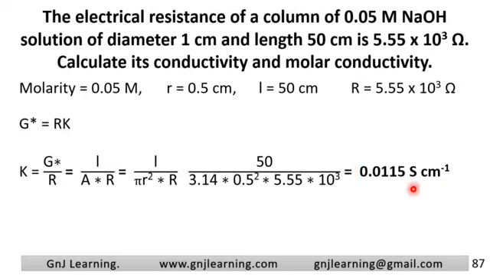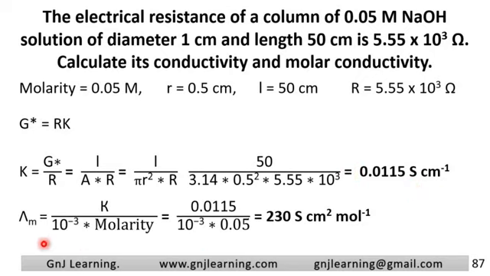If I got kappa, then I can find out lambda m. Lambda m is kappa divided by molarity into 10 raised to minus 3, because here the unit of length is given in centimeter, so I have to use the formula for centimeter, that is kappa divided by molarity into 1000, that is molarity into 10 raised to minus 3. So I have used the equation, the problem is solved, and lambda m is determined.